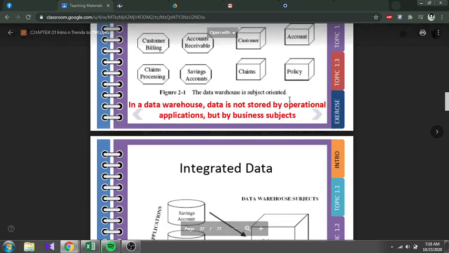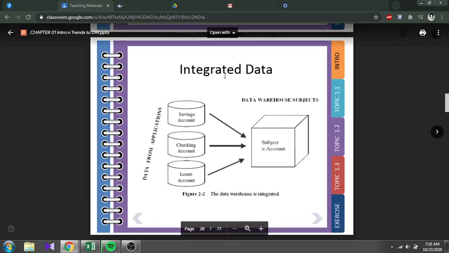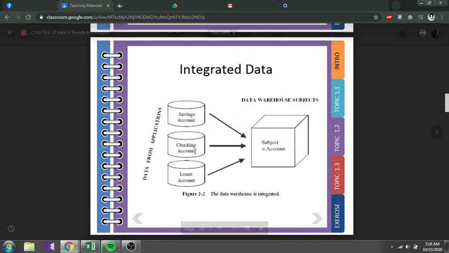Remember? Okay, and then another criteria on the features of data warehouse is about integrated data. A saving account, checking account, loan account will be included in this subject, which is account.